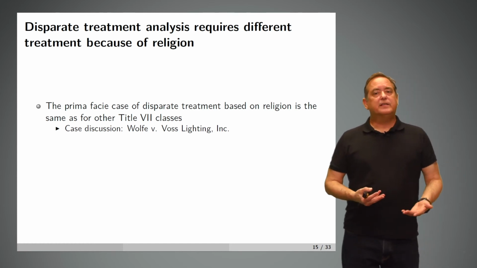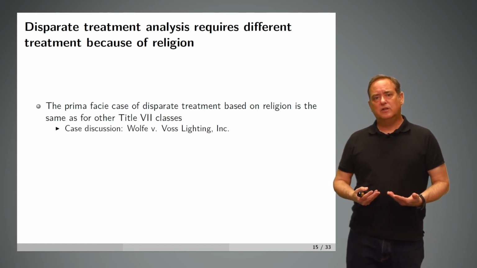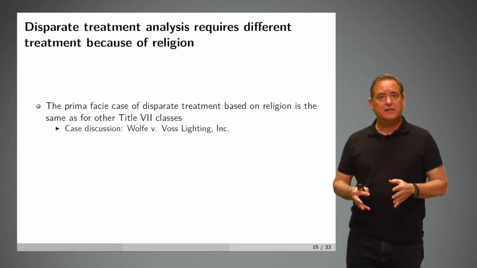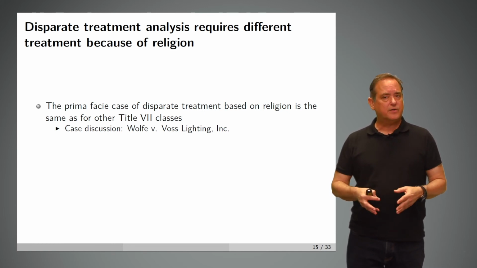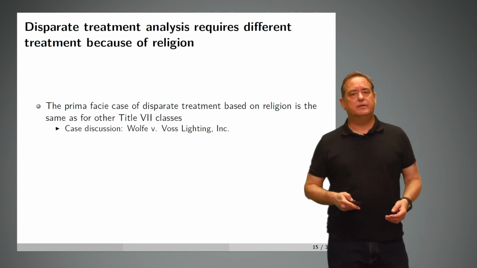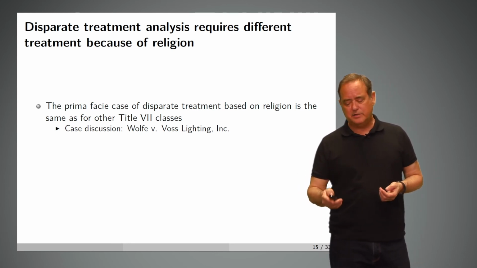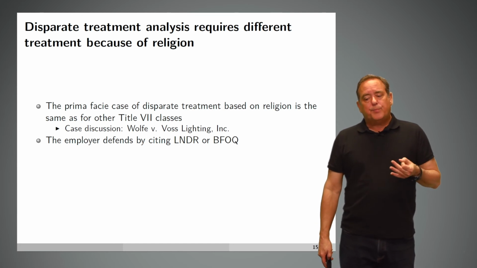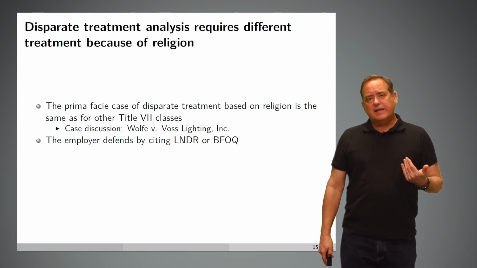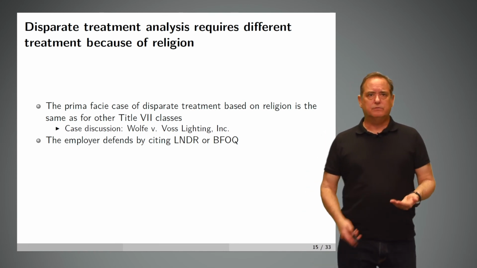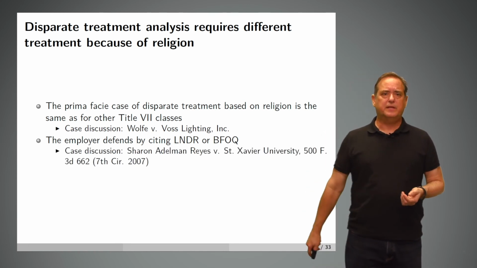Well, Mr. Wolf didn't get the job, and so of course he filed a lawsuit, and Voss found itself in the position of being unable to defend it because clearly they had treated Mr. Wolf differently only because of his religion. And that's classic disparate treatment analysis. Now, the employer defends by citing legitimate non-discriminatory reason or BFOQ, just as any other disparate treatment case.